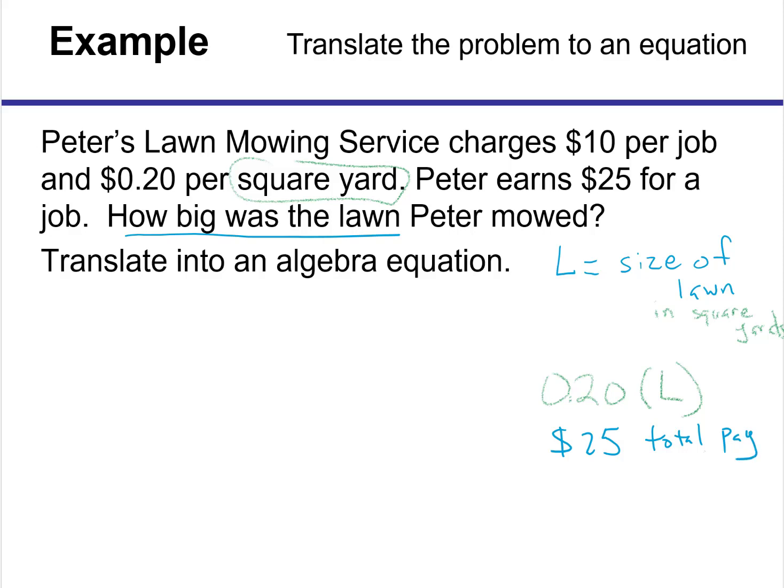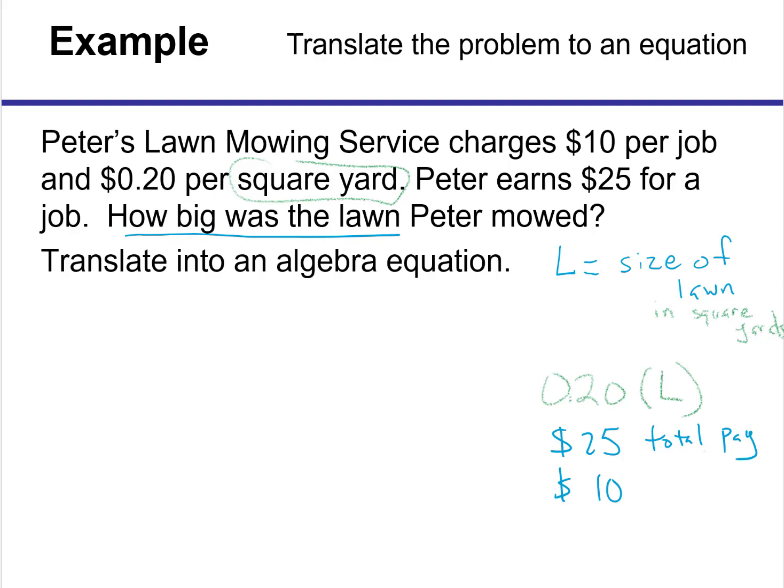There's another thing here. There's $10. What is the $10 thing? Is that what Peter charges? Yes, that's what he charges. It's not the only thing he charges, but it's part of the charge. He comes to the front door, and before he starts, he requires $10 just to be there.